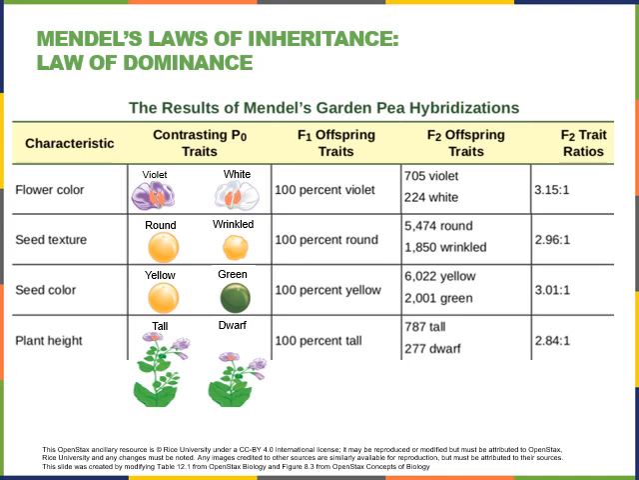And another characteristic Mendel studied is plant height. He bred tall plants to shorter dwarf plants. And in the F1 generation, 100% of the offspring were tall, demonstrating that tall is the dominant trait for plant height. Importantly, the recessive traits all reappeared in approximately 25% of the F2 generation.